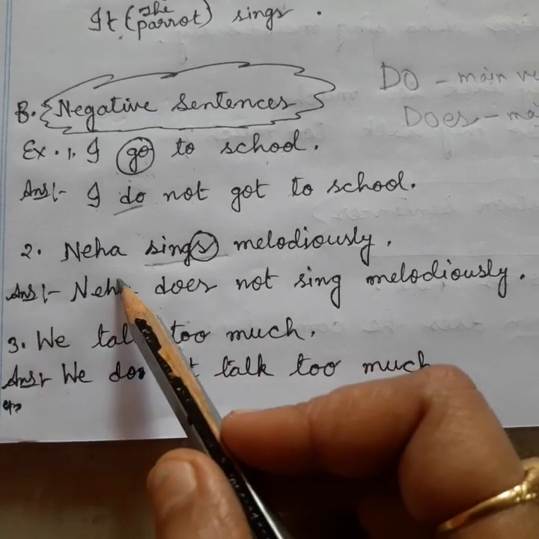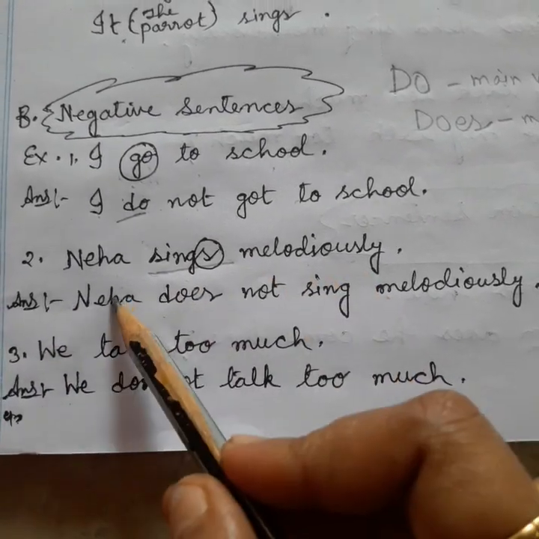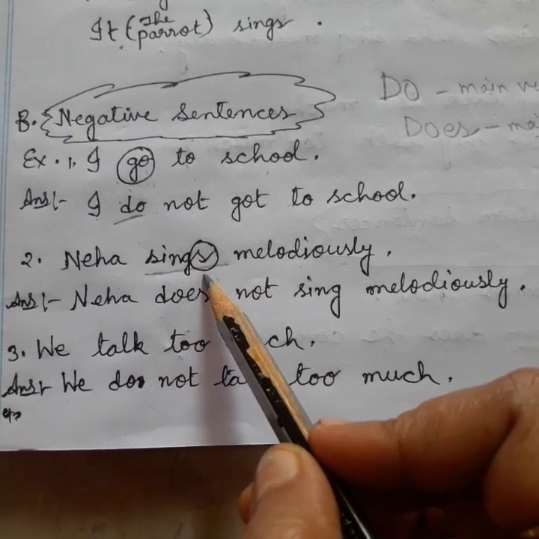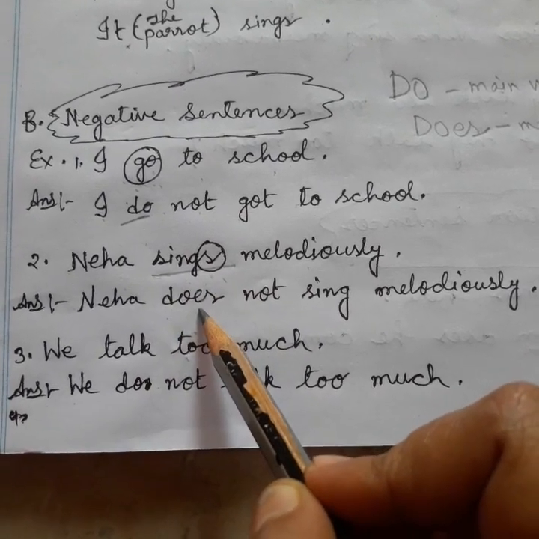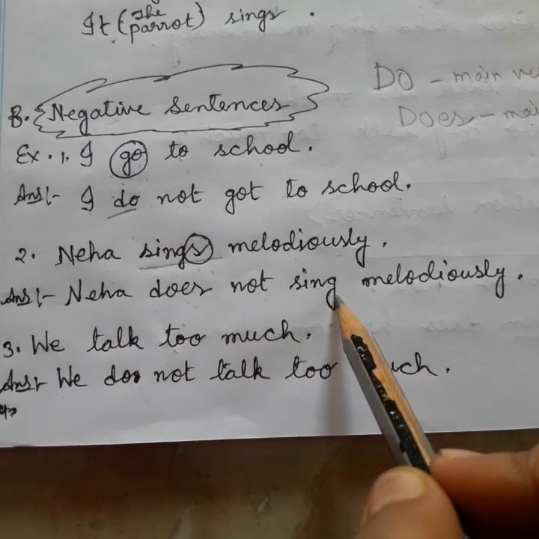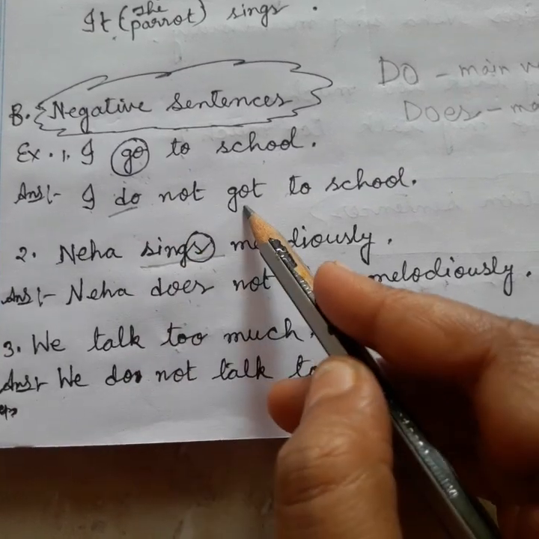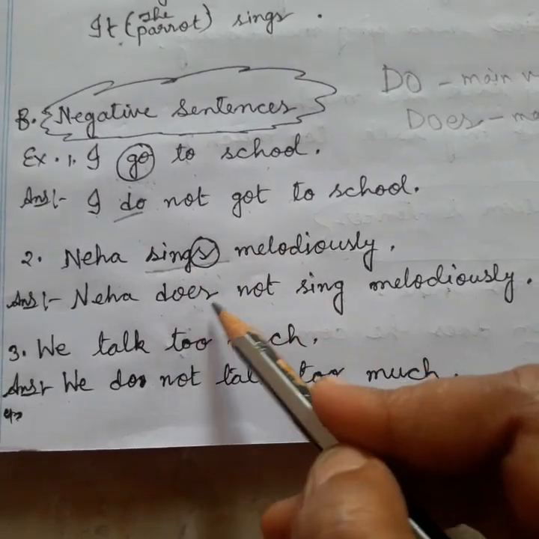Now number 2, Neha sings melodiously. So with the verb s is there. So what I said, if with the verb s is there, I am going to add does. Okay. Neha does not sing melodiously. Here it is written go, that's why it becomes do not go. But here it is sings, that's why does not sing.